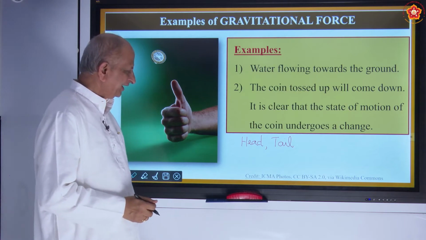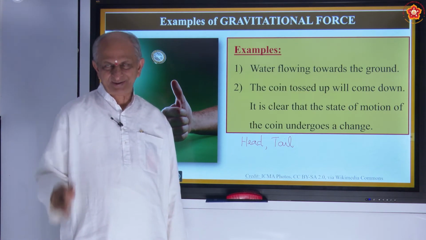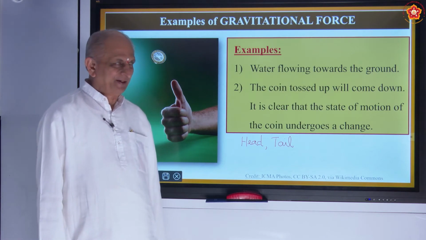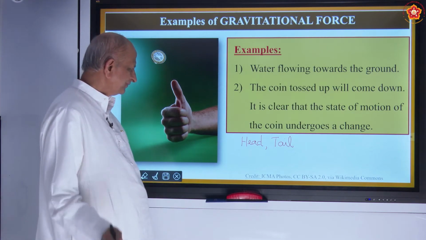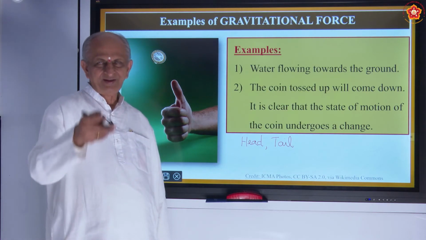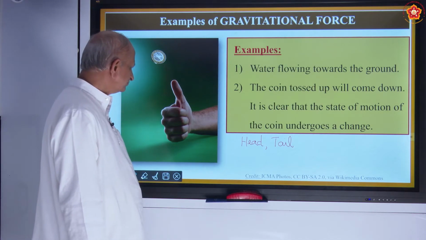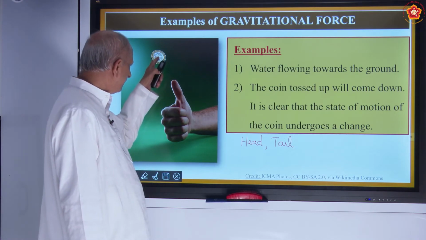Usually you have seen in a cricket match, this tossing is a very important event. Depending on the toss, you can decide whether the match will be won or not. So, tossing of a coin. This coin which is tossed is bound to come down.